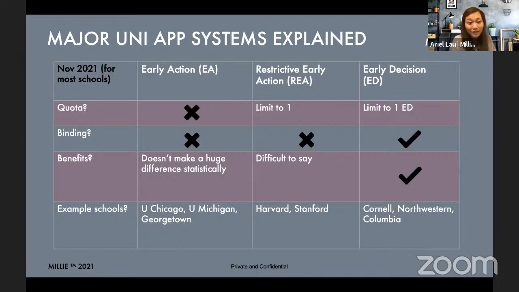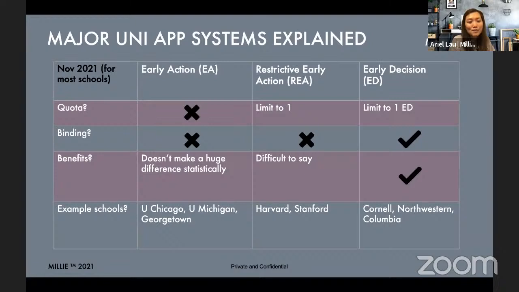And my favorite, I would say, would be the early decision scheme. In terms of quota, you're also limited to just one early decision, but you can apply to early action as well, on top of the early decision. A lot of students would do maybe 2 early action plus 1 early decision. That gives 3 choices in the early application round.